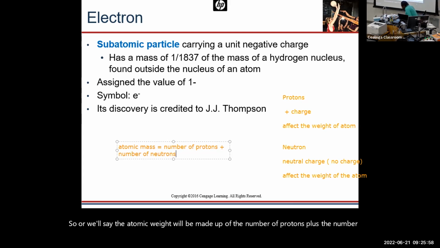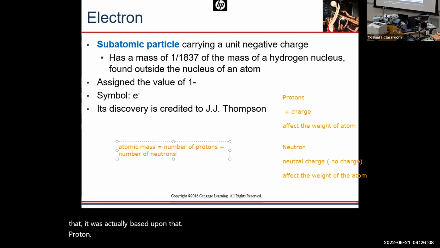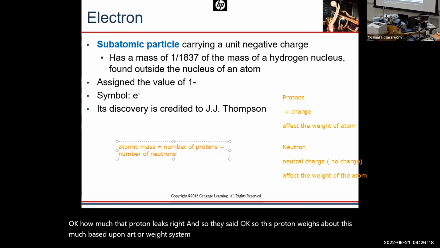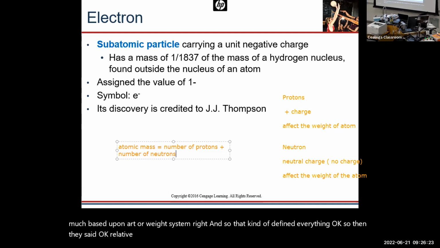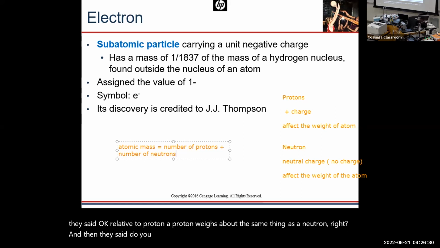So when they were thinking about mass and how to define mass, it was actually based upon that proton, how much that proton weighs. They said, okay, this proton weighs about this much based upon our weight system, and that kind of defined everything. Then they said, relative to a proton, a neutron weighs about the same thing. And then the electron hardly weighs anything. Well, they didn't say, they determined it.